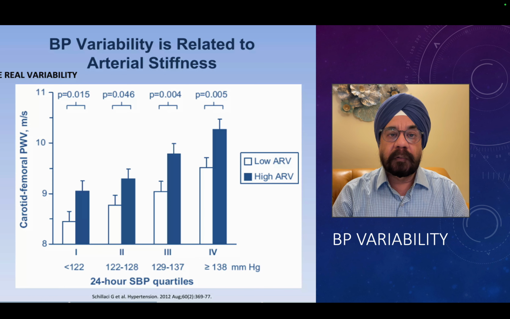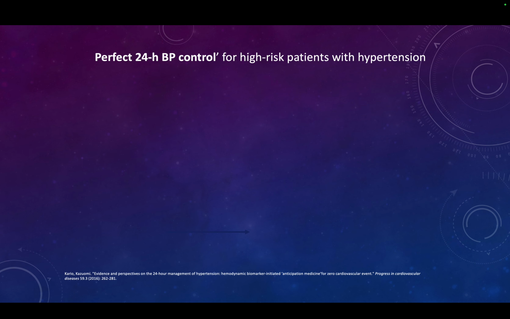Understood. Now it could be the other way around also. We don't know egg first or hen first. It could be that increased BP variability is causing stiffening of the arteries because of the prolonged increased blood pressure.